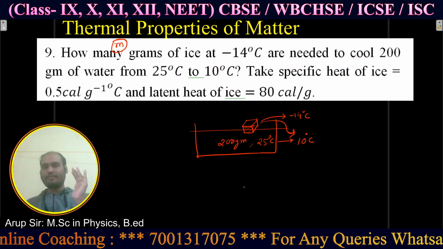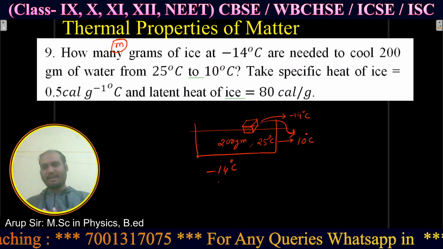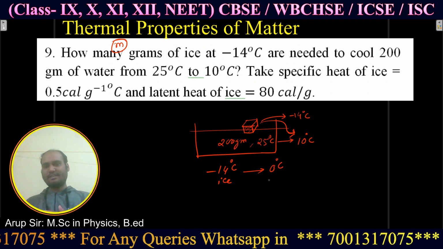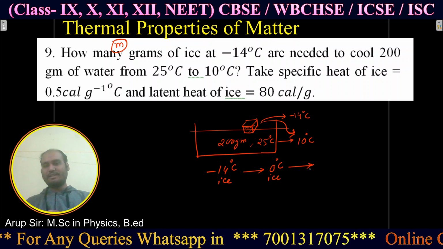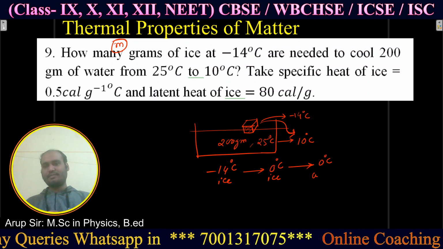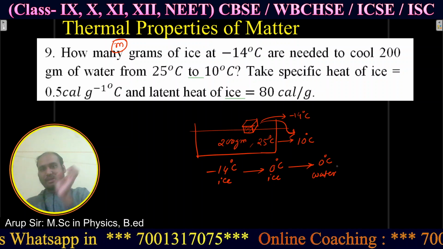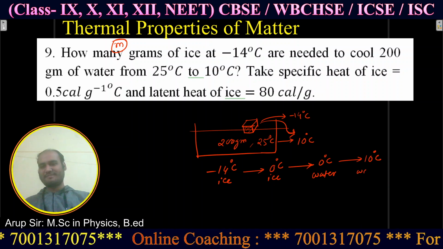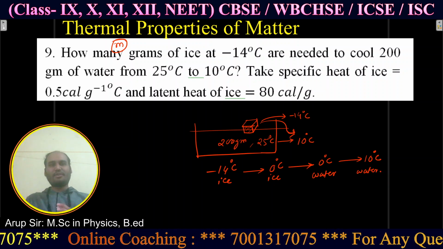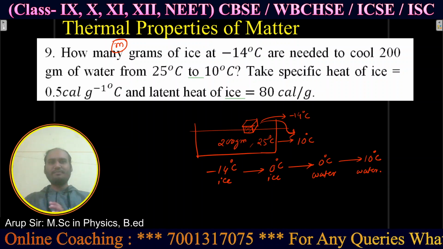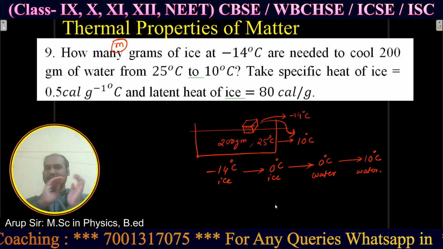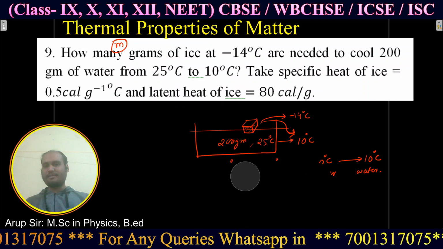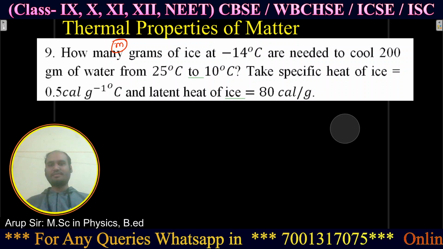At first, from minus 14 degrees centigrade, the ice's temperature will rise up to 0 degree centigrade as ice. Then a state change will take place at 0 degree centigrade, and it will become water. Then after becoming water, its temperature will rise to 10 degrees centigrade. So this is the whole process for ice. Now the concept is clear: ice is gaining heat, so heat gain is taking place.